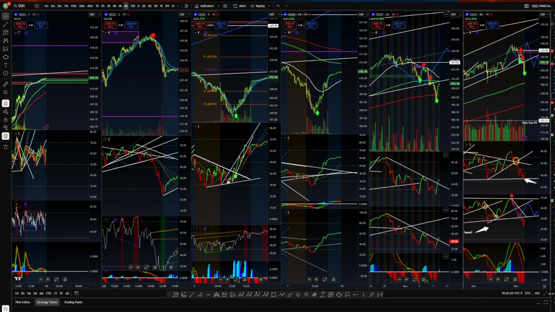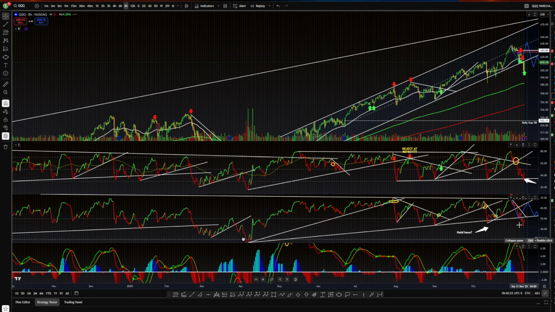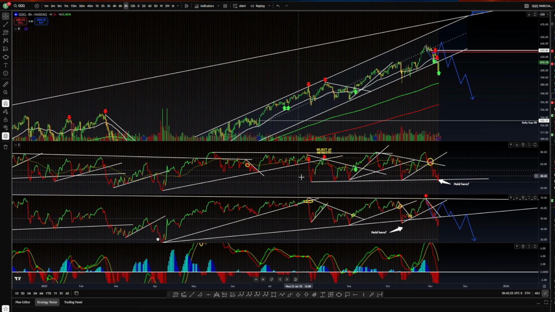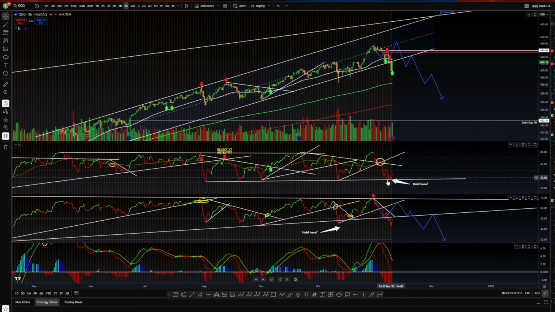What else was I looking for on this? Because I'm looking at these higher time frames too. So massive confluence on this bottom line on the 8 hour. So I got 1, 2, almost 3, 4, comes down, it dips under just a little bit, and then boom, it reclaimed.